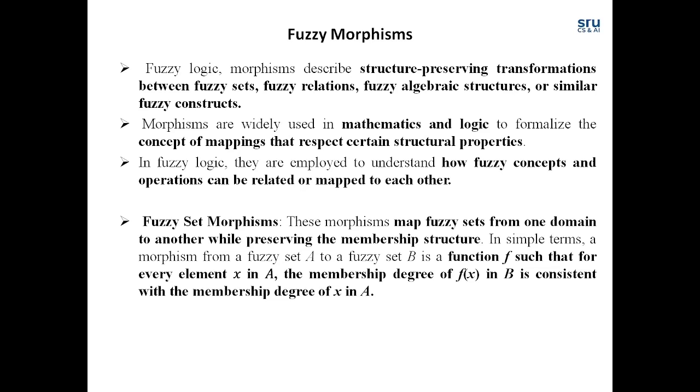Fuzzy set morphism. This maps a fuzzy set from one domain to another domain while preserving the membership structure. In simple terms, a morphism from fuzzy set A to fuzzy set B represents a function f such that for every element x in A, the membership degree of f(x) in B is consistent with the membership degree of x in A.